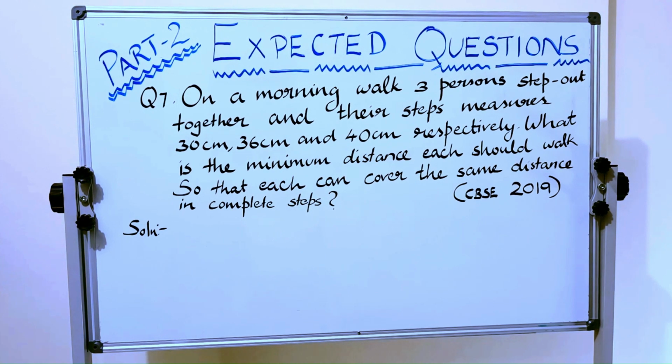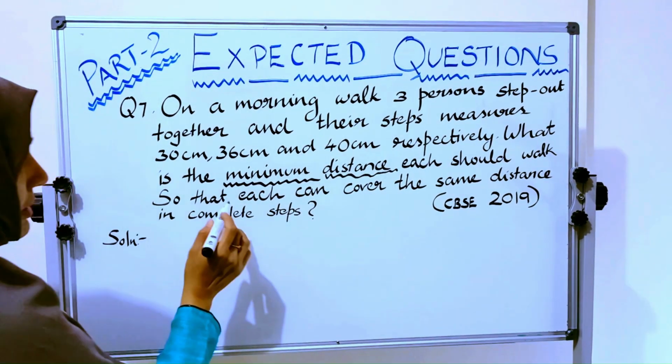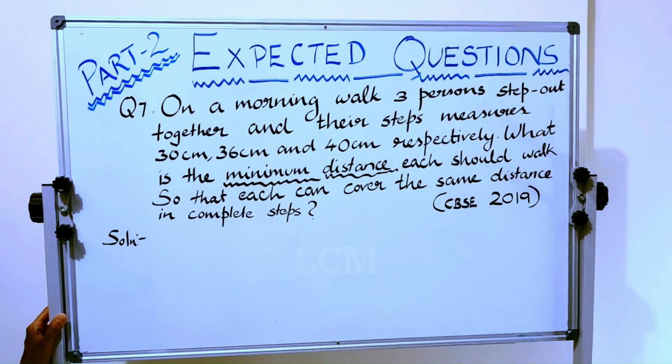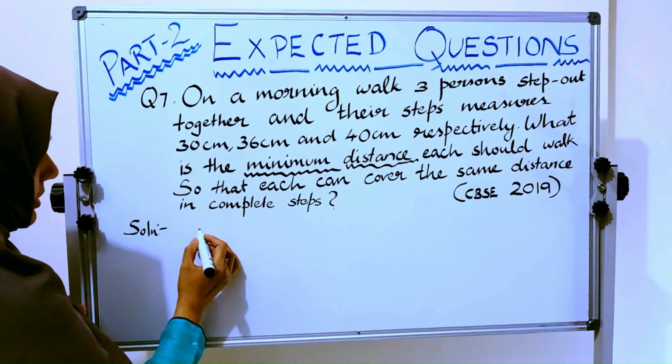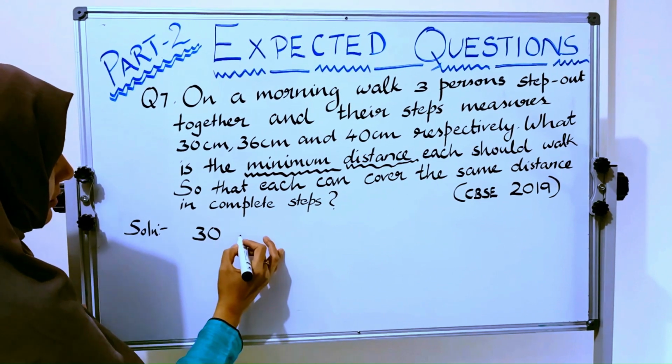On a morning walk, 3 persons step out together and their steps measure 30 cm, 36 cm and 40 cm respectively. What is the minimum distance each should walk so that each can cover the same distance in complete steps? So here, to find the minimum distance, we have to find the LCM of the step measures. Let us start with 30.